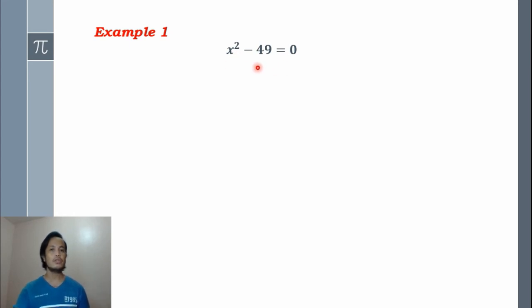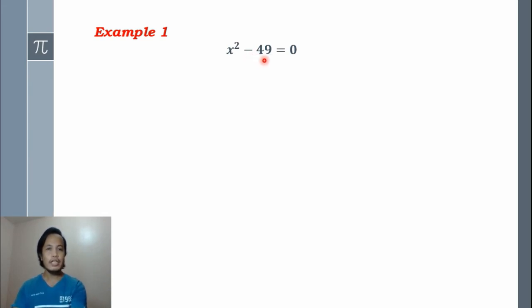So how do we solve this one using extracting square root? First step is to isolate our variable at the left side of the equation and a constant at the right side of the equation. Since we have the 49 here as our constant, we need to transfer this 49 to the right side of the equation by using the addition property of equality because this is minus.